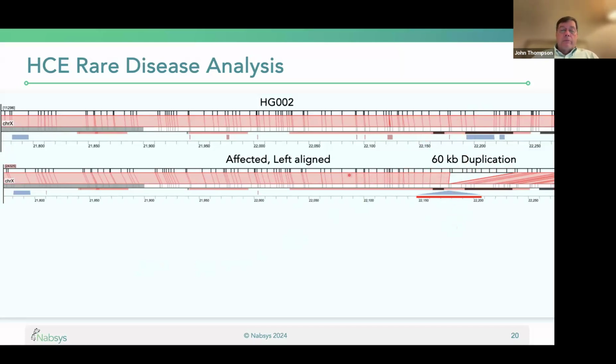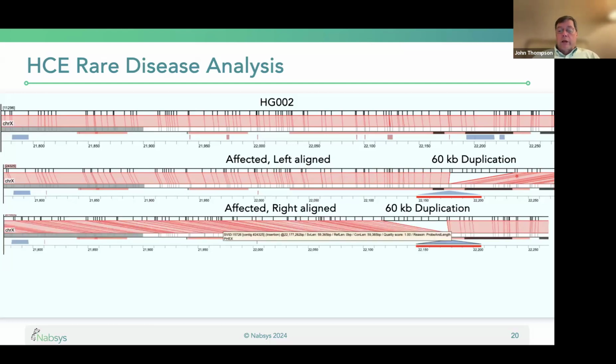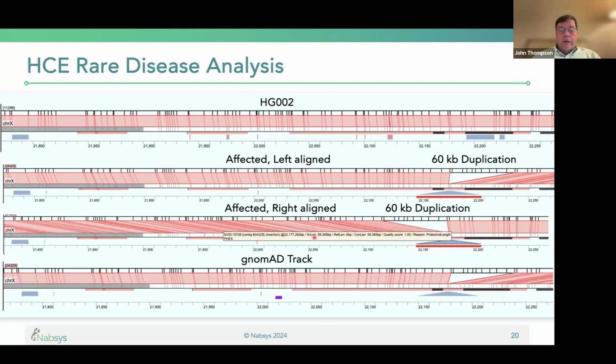And again, you can play with the maps here to do things differently, because right here, this left half is all aligned nicely, whereas the right half is kind of stretched out because of the insertion. You can do the opposite. You can line up the right side and then have the left hand stretched out. And you can include the gnomAD track below. And again, this is not a common insertion, although as hypophosphatemia goes, it's a common duplication.